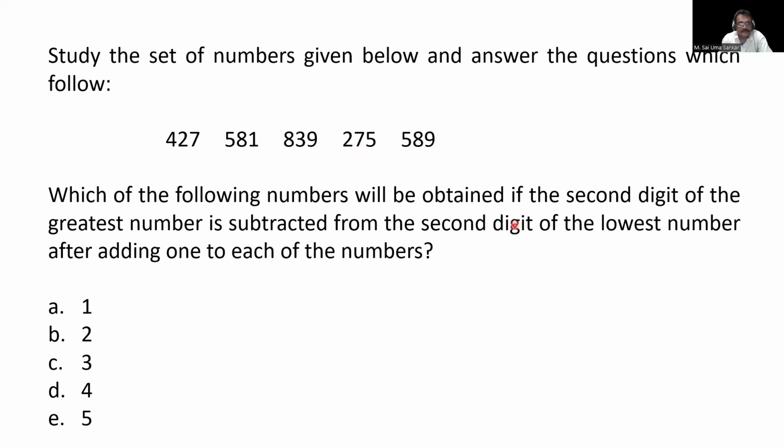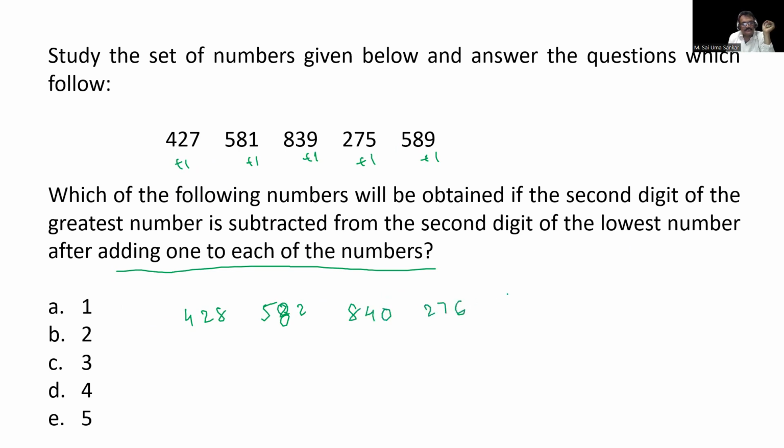Okay, the second part: after adding 1 to each of the numbers. That is very, very important. Here, what is the condition? After adding 1 to each of the numbers. Suppose if you add 1 to each number, then what happened? So this becomes 428. This becomes 582. This becomes 840. This becomes 276, and this becomes 590.